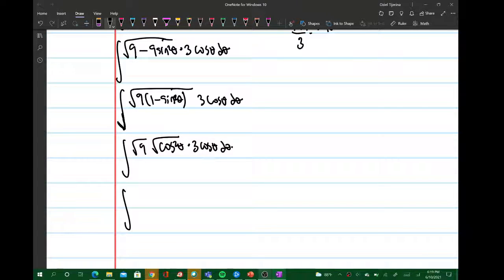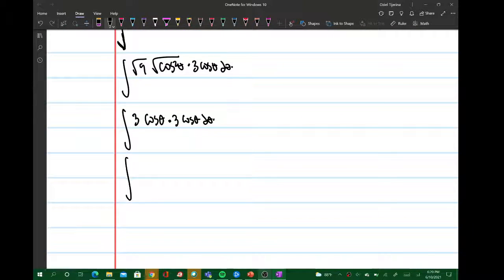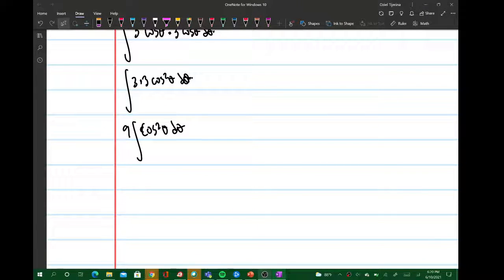So then the square root of 9 is just 3, and the square root of cosine squared theta is cosine theta. I know it's absolute value, but don't consider absolute value here, okay? And then times 3 cosine theta d theta. So then we have the integral of 3 times 3 cosine squared theta d theta. So then you're going to go ahead and put that outside of the integral. So you have 9 times the integral of cosine squared theta d theta. And now this is the very, very important part.